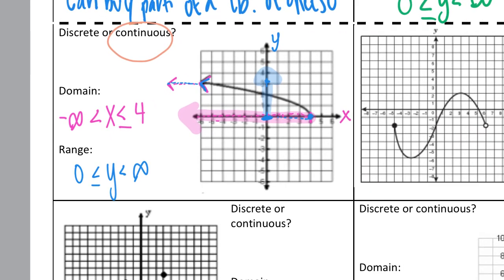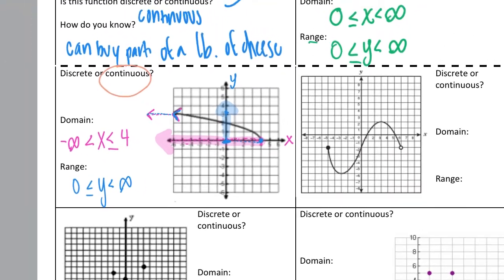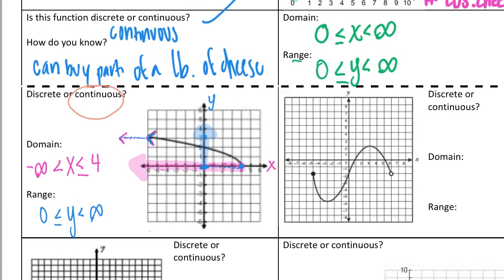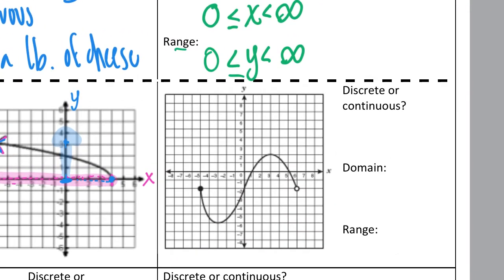Try the one right to the right of it. Determine if it's discrete or continuous, and then find the domain and range. Again, this is an example of a continuous graph because it is a solid line with lots of points connected. When we write the domain of a continuous graph, you should use an inequality.